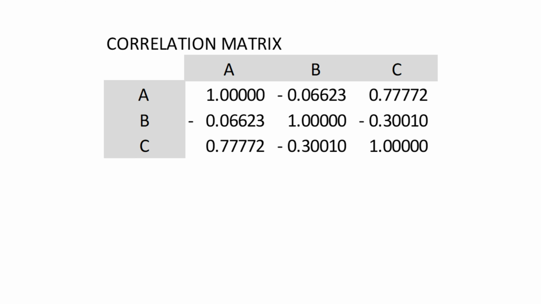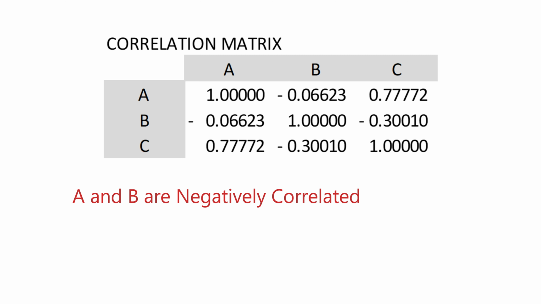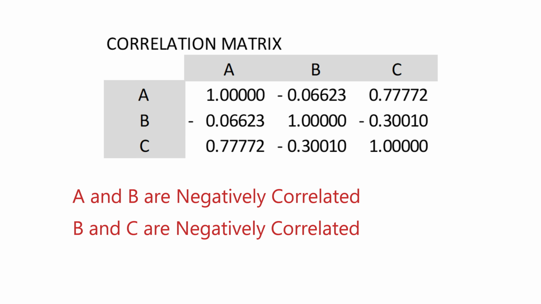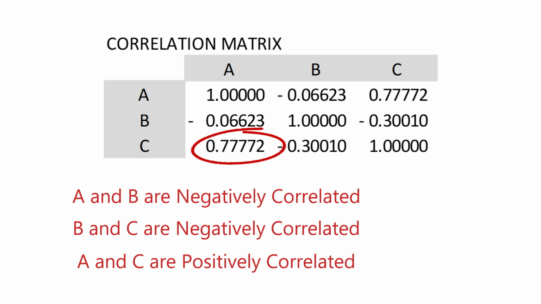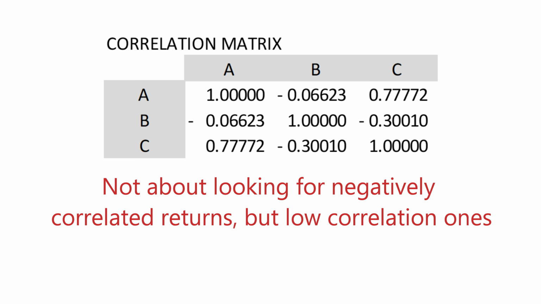For example, if stock A and stock B move in opposite directions, we know that their ups and downs cancel out, reducing risk. But here's a catch. If A is negatively correlated with B, and B is negatively correlated with C, then that means A and C will be positively correlated. So in real-world portfolios, it's less about finding perfect negative correlations and more about reducing overall correlations. That's the practical side.